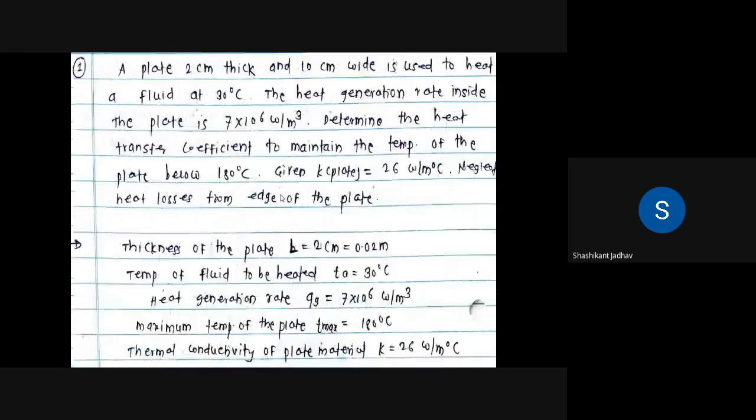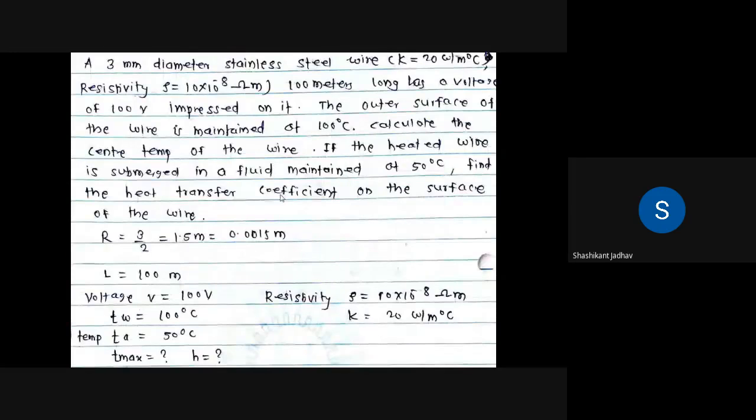Qg is calculated, R is known to us, and we have to calculate the value of H. So we use this formula, TW is equal to TA plus Qg by 2H into R. In this formula, we put the TW, TA, Qg and R, and then we get the value of H. Okay? Understood what the concept related to this is?